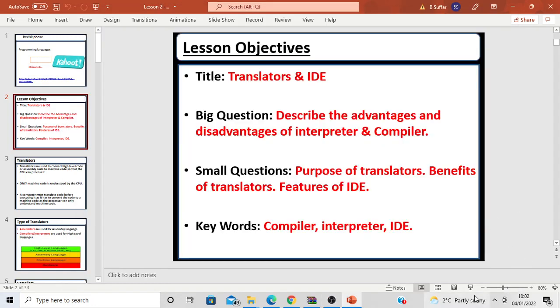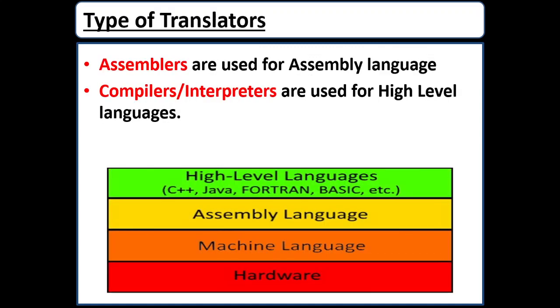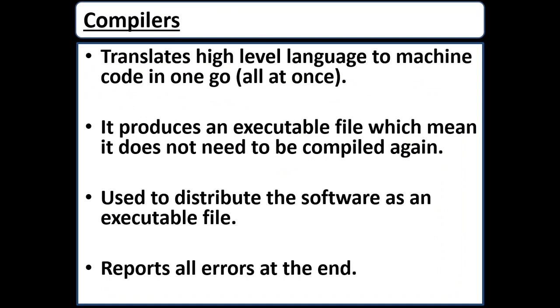In this lesson, we'll look at translators and IDE. So firstly, translators. Now we use translators to change high-level language and assembly language to machine code. So we have to translate it so the CPU can understand it, as CPUs can only understand machine code. Firstly, assemblers are used for assembly language, and compilers and interpreters are used for high-level language.